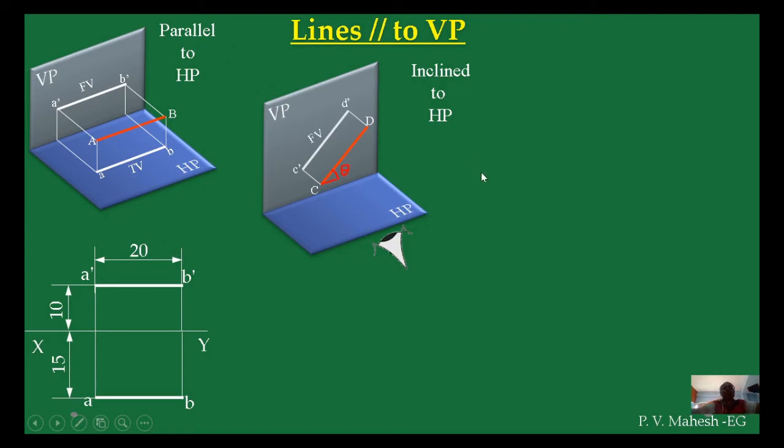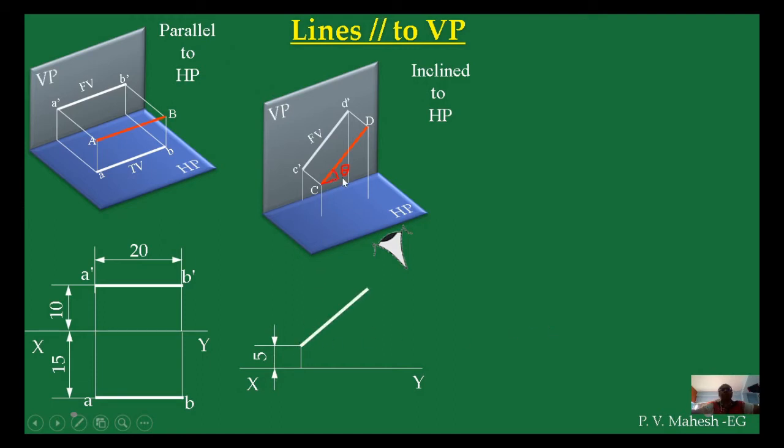So for drawing the front view, the first step is to identify the distance of C from HP or D from HP. That we have to look for in the textbook, in the question. So say I am taking the distance of C from HP is 5 mm. So this is the XY. C is 5 mm above HP. So the C dash is 5 mm above XY line.